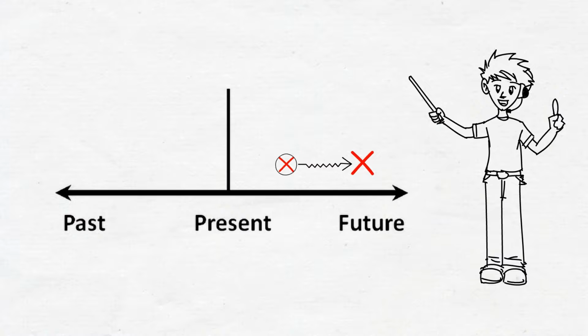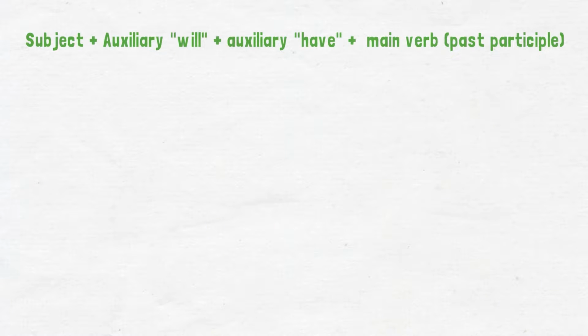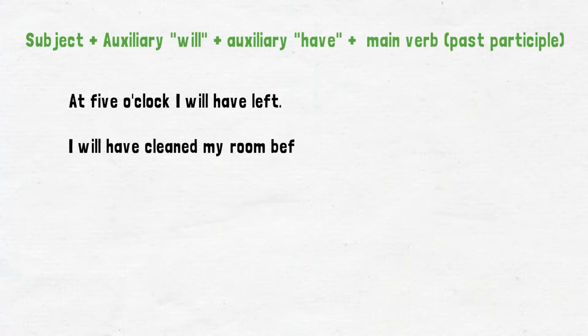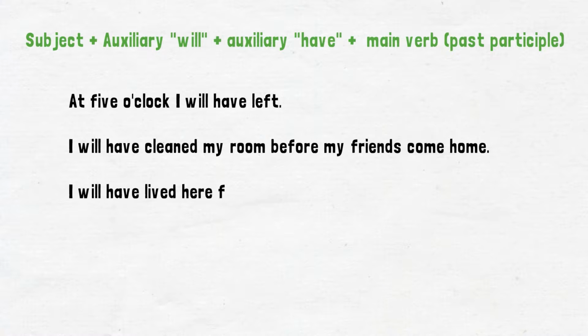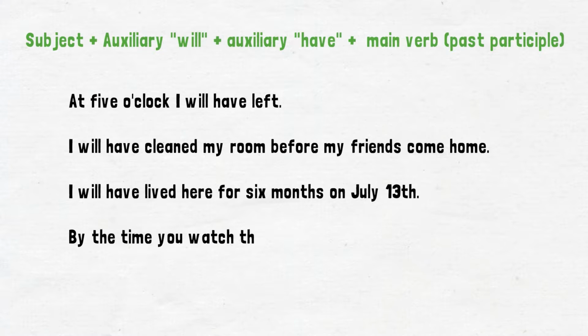The structure of the future perfect tense is subject plus auxiliary will plus auxiliary have plus the past participle of the main verb. For example, at 5 o'clock I will have left. I will have cleaned my room before my friends come home. I will have lived here for 6 months on July 13th. By the time you watch this I will have left.